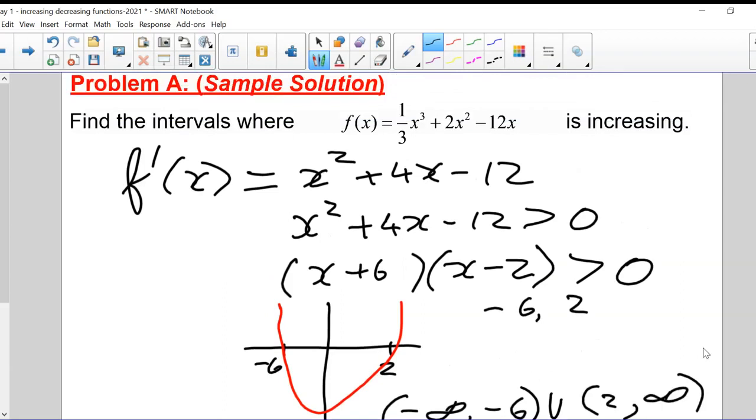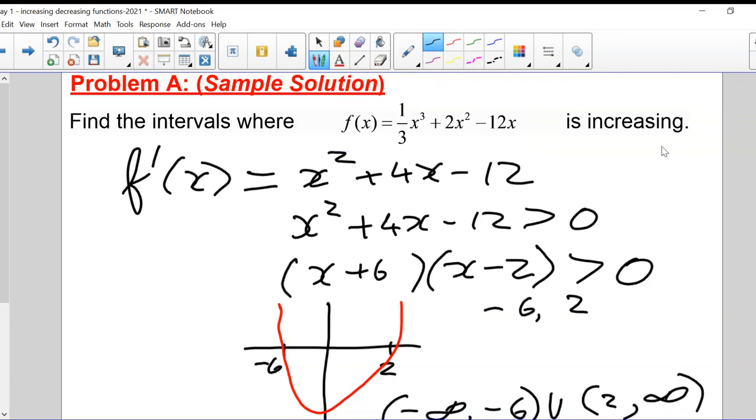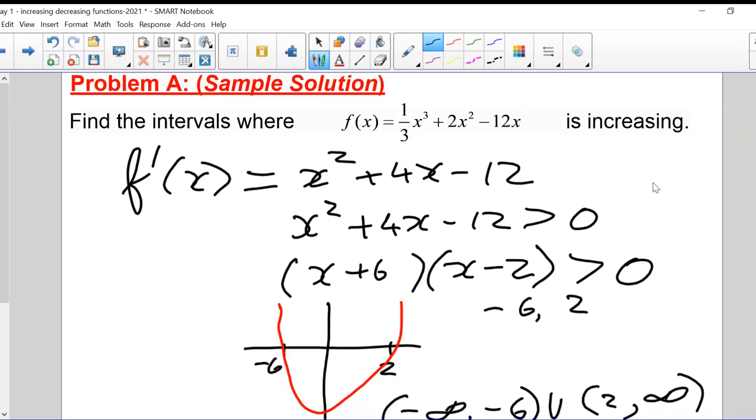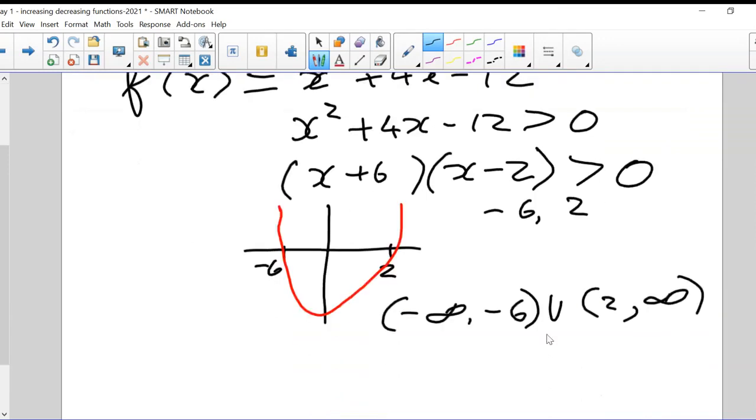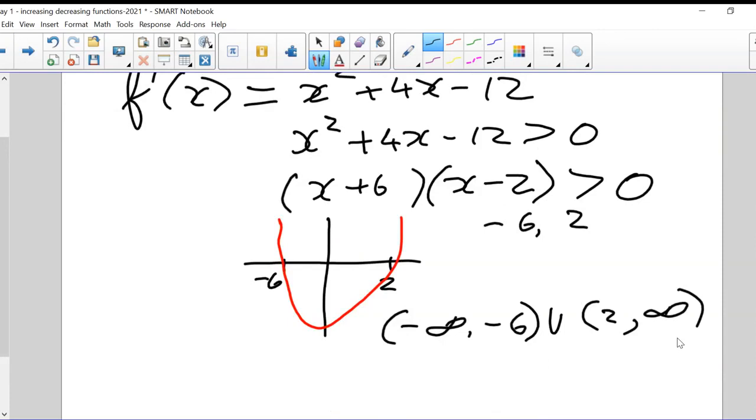This is a fairly easy question to answer. If I drew this, and I don't have the actual drawing, I wonder if it will draw this for us with f of x. Math actions, no, it doesn't. I'll just leave it as this. But if you did go ahead and draw it, you would see that the function is increasing between minus infinity and minus 6, and then from 2 to infinity. I don't have a picture of that, you can try that out yourself.